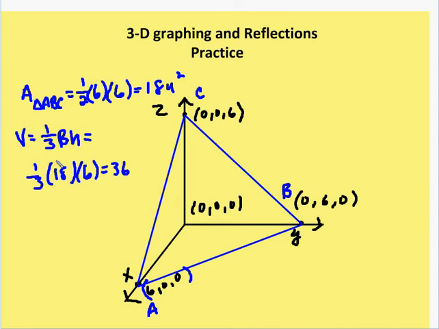So I take the value of my base, I plug it into my equation, 1/3 base times height. I have 1/3 the base, which is now 18 units squared, times the height of 6, leaves me with 36 units cubed. And that's the volume of this figure.